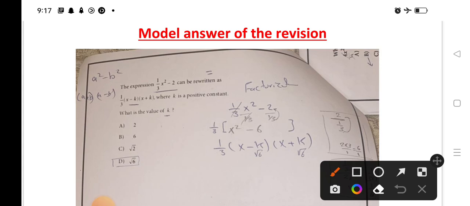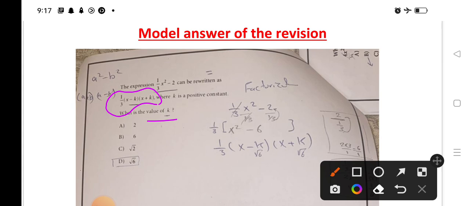First of all, what should I do? As we said before in class, the first thing I look for is the required. What's the required here? Find the value of k. Okay, this is the required. Then he gives me a hint in the question, a key for the answer. He said it can be rewritten as 3 times (x minus k)(x plus k).